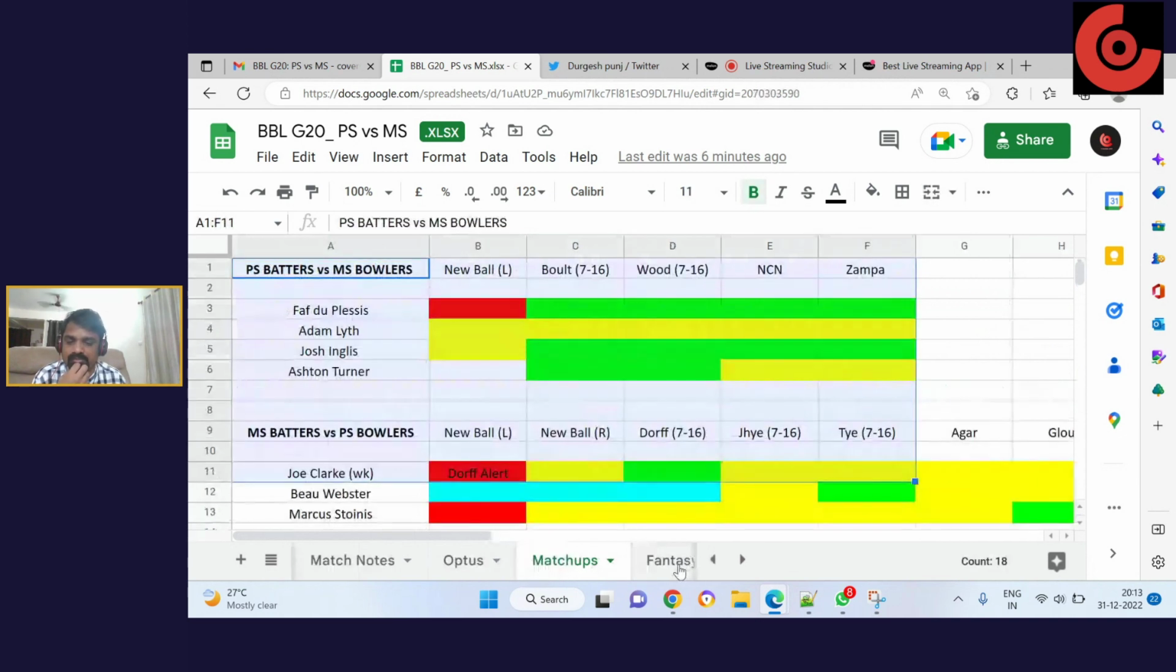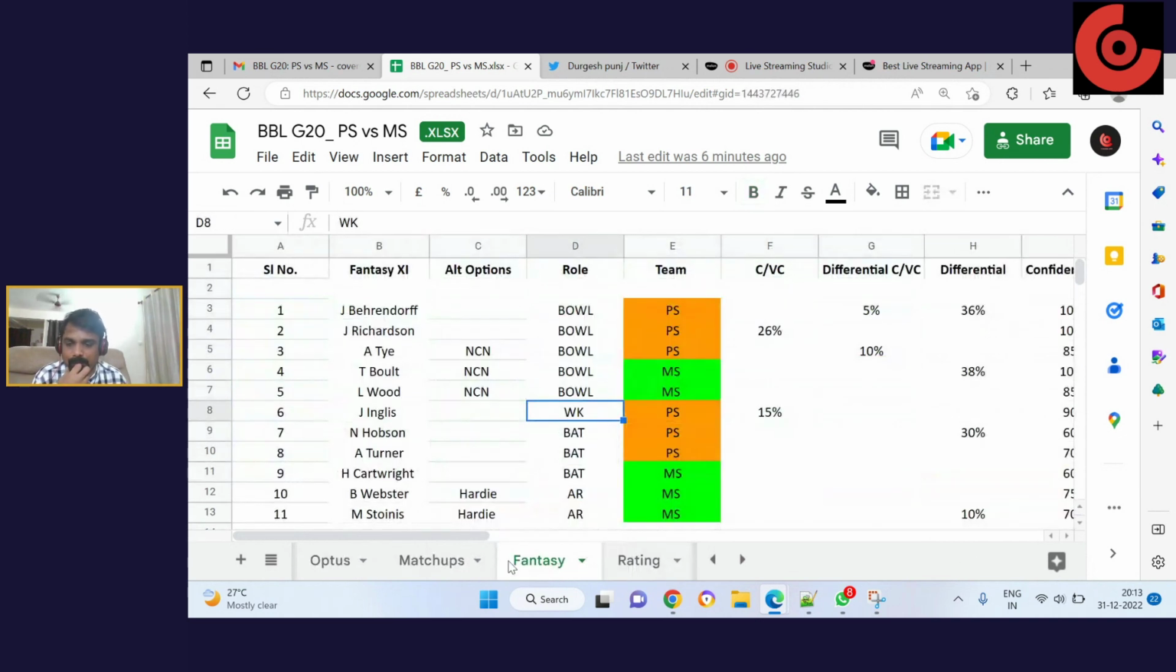And this is the venue section and matchups. I'll come back. Maybe I'll finish it first.